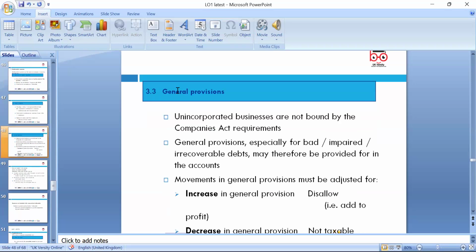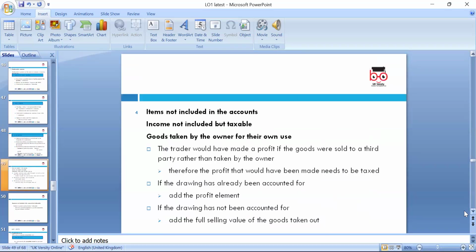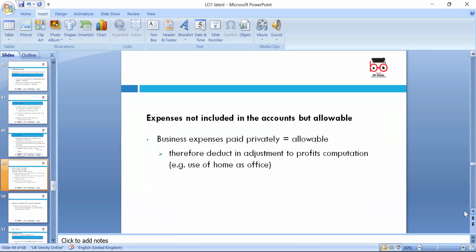Unincorporated businesses are not bound by the Companies Act, so we have to look around: increase the general provisions that are disallowed, and decrease the general provisions like bad debts. We need to make these adjustments because the rule is six months or more. Items not included in the account are items not included in tax. Goods taken by the owner for personal use have to be added back, because that comes under benefit in kind, so it is drawings, and we have to pay the tax on it.